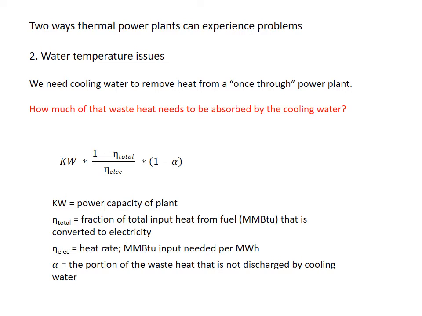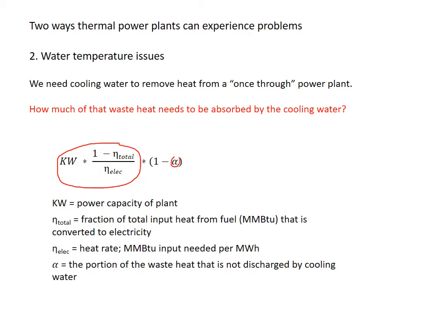And once we've done that, once we figured out how much waste heat is generated by the power plant, then we can talk about how much of that waste heat actually needs to be absorbed by the cooling water. So not all of it needs to be absorbed by the cooling water. Some of it could be just vented to the air, or used for some other purpose. So the amount of the heat that is not discharged by the cooling water is this.